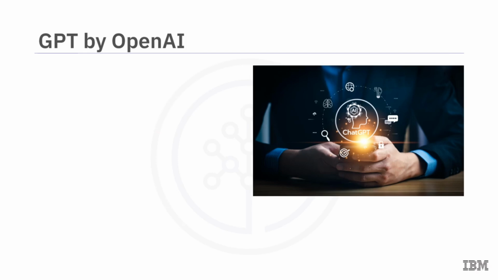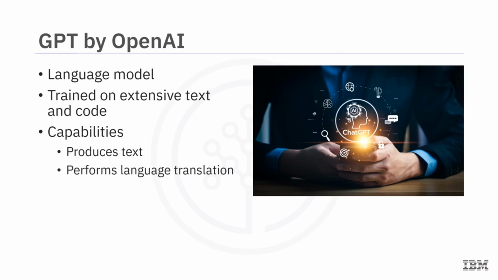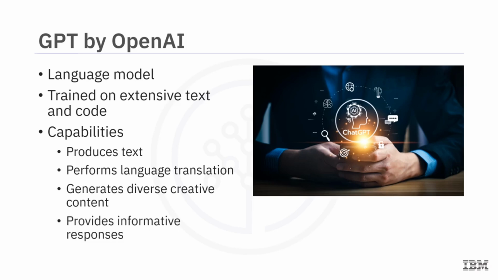Let's explore some of the most popular text-to-text generation models. First, you have the GPT created by OpenAI. It is a substantial language model. Its development involved training on an extensive corpus of text and code, equipping it with the capability to produce text, perform language translation, generate diverse forms of creative content, and provide informative responses to user inquiries.